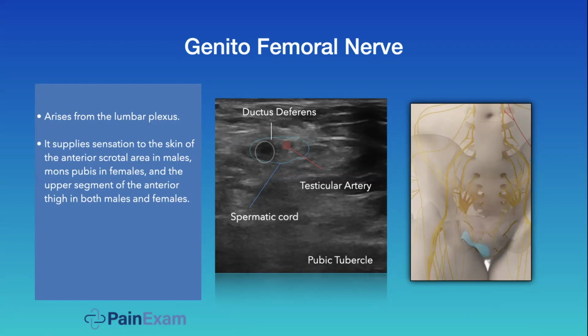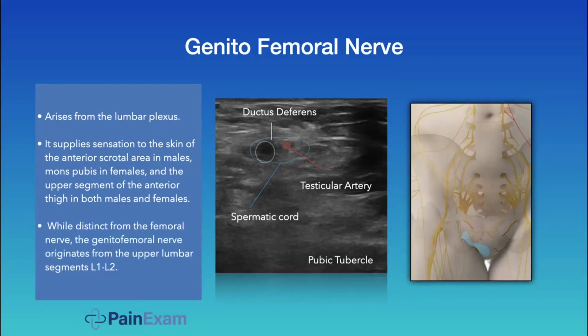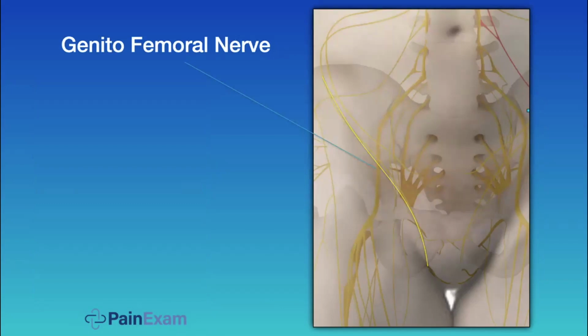Here's the ductus deferens, the testicular artery. Spermatic cord is this whole honeycomb-shaped region here, pubic tubercle here. And the actual genitofemoral nerve is sometimes hard to identify. While distinct from the femoral nerve, this genitofemoral nerve originates from the upper lumbar segments of L1 to L2, and it runs as such.